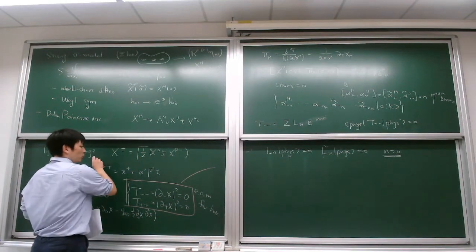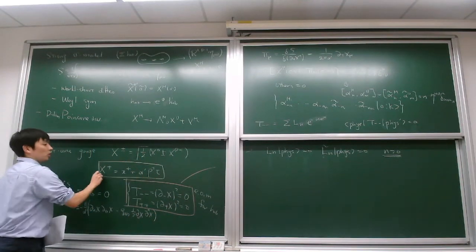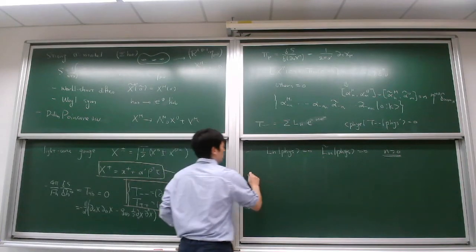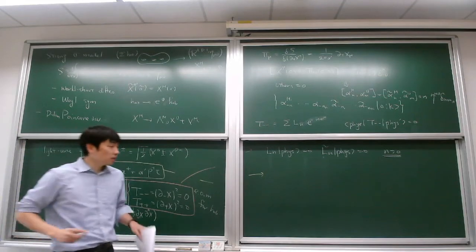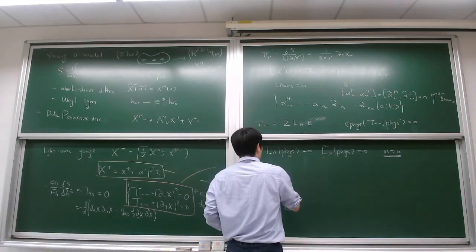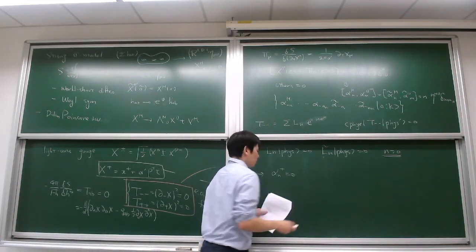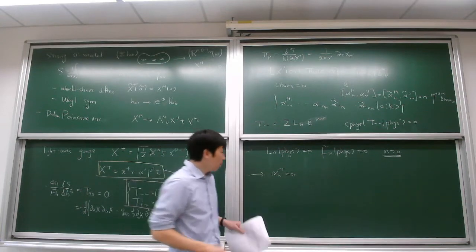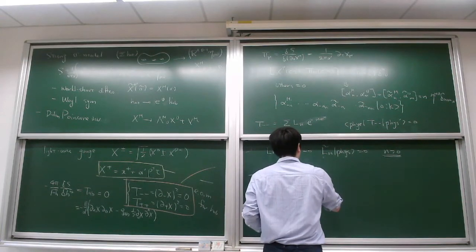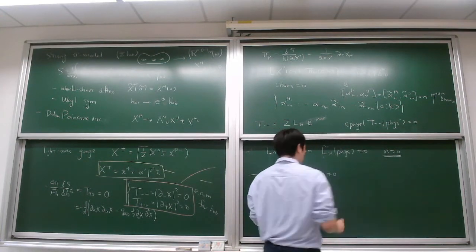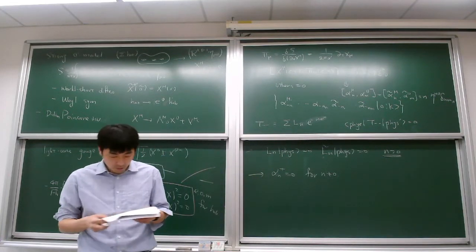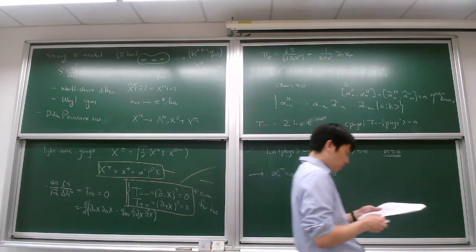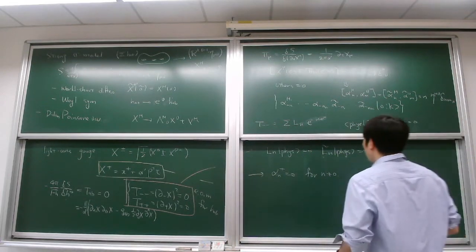This is light cone gauge. A consequence of this is that it gives you the constraint that alpha n plus is equal to 0 for n not equal to 0. Then we obtain the spectrum of the string theory from the equation of motion.